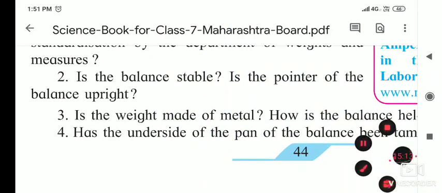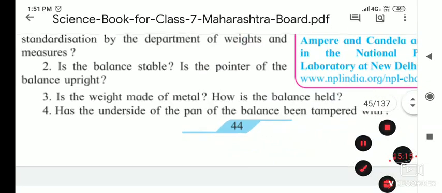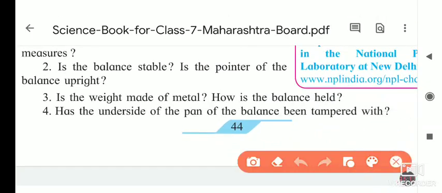Now, is the weight made of metal? We have to check whether the weighing weight is metal or not, because shopkeepers cheat by using weights of another metal, and due to this we get a lesser quantity of the thing that we are buying.